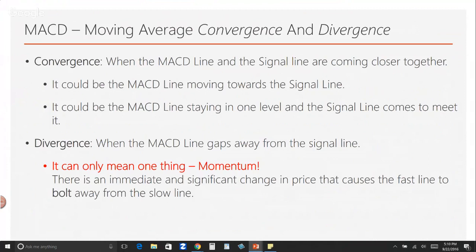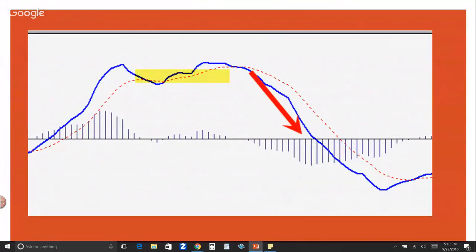There's an important, immediate and significant change in price that causes the fast line to bolt away from the slow line, momentum. It can only mean one thing. So when convergence is happening and those lines are coming together, a lot of different things could be happening. Either it's a pullback or a slight consolidation, or just things are slowing down. But if that MACD line gaps away from the signal line, it can only mean one thing, and you don't want to miss it. It means momentum, and I'm going to show you what it looks like.